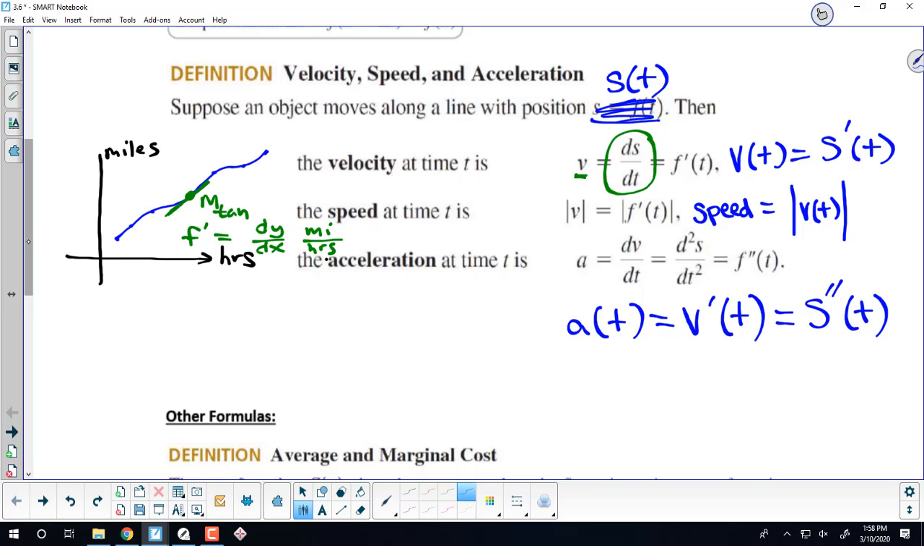Another thing worth mentioning here is that for speed particularly, when we take the absolute value of a function, so I don't know, let's say this is our function. When we take the absolute value of that, the absolute value of the velocity function, what would that look like? What would the graph look like?